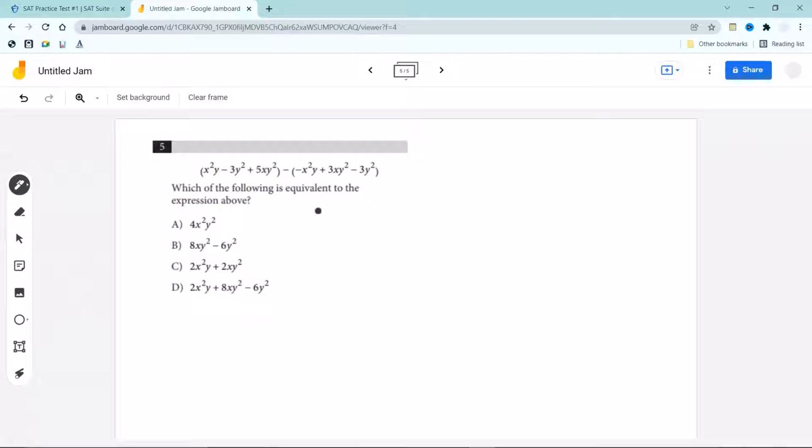So it says, which of the following is equivalent to the expression above, which basically means since all the answers are smaller than what's given above, we just have to simplify this, right? And so we have terms like x squared y, 3y squared, and 5xy squared, and then we're subtracting this whole thing, which is negative x squared y plus 3xy squared plus 3y squared. And we have some like terms here.